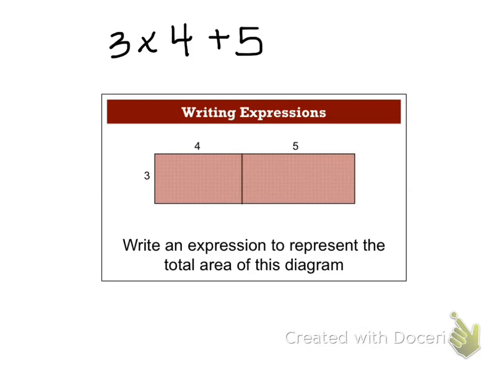When we look at the expression 3 times 4 plus 5 and we think about order of operations, we know that the operation of multiplication would be performed first in this case. That would be 3 times 4.